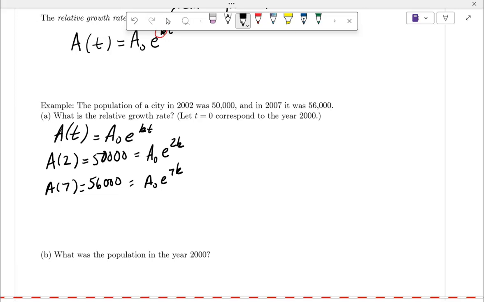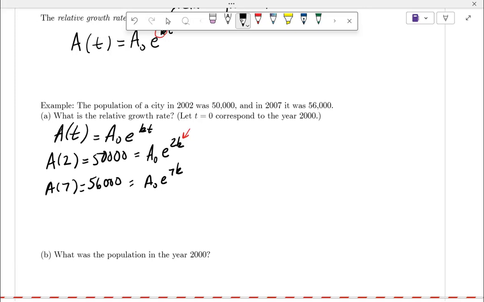Make sense? Just plugging in the 2 and the 7? Okay. All right. It's asking us for the relative growth rate. So it's asking us to figure out what k has to be, right? Okay. Probably the easiest way to get at this is, I don't know what the a sub 0 is. I'd really like it to go away, right? I'd really like it to disappear. The easiest way to make it disappear would be to divide one by the other, because then they would just cancel out, wouldn't they?